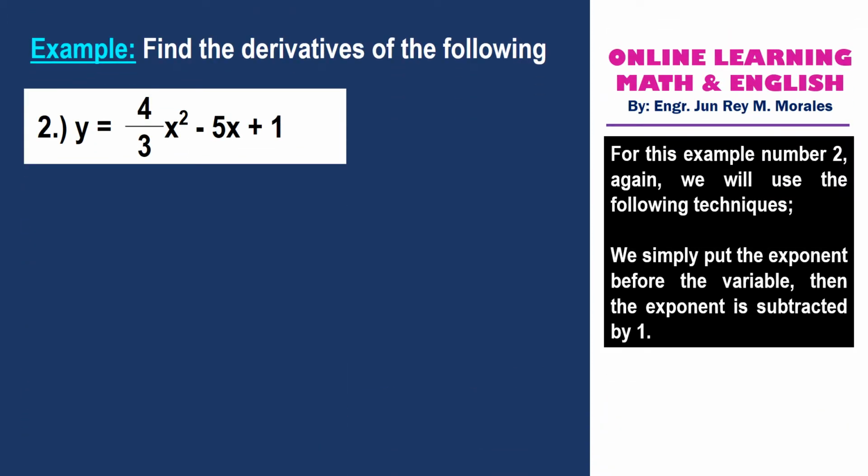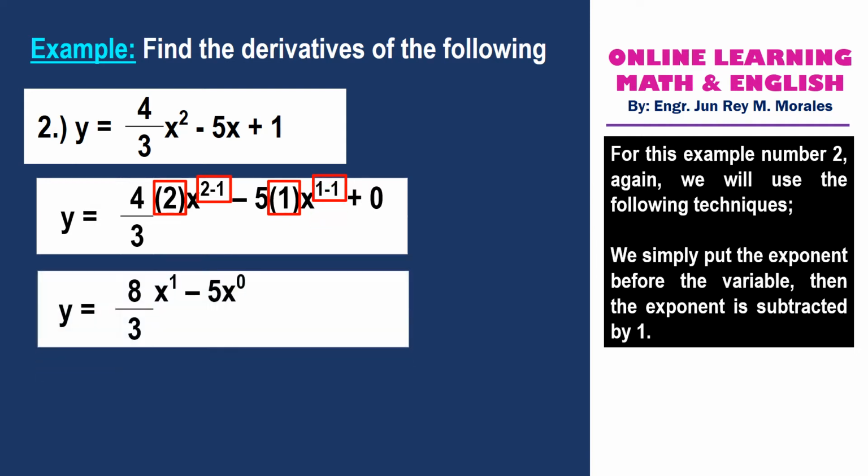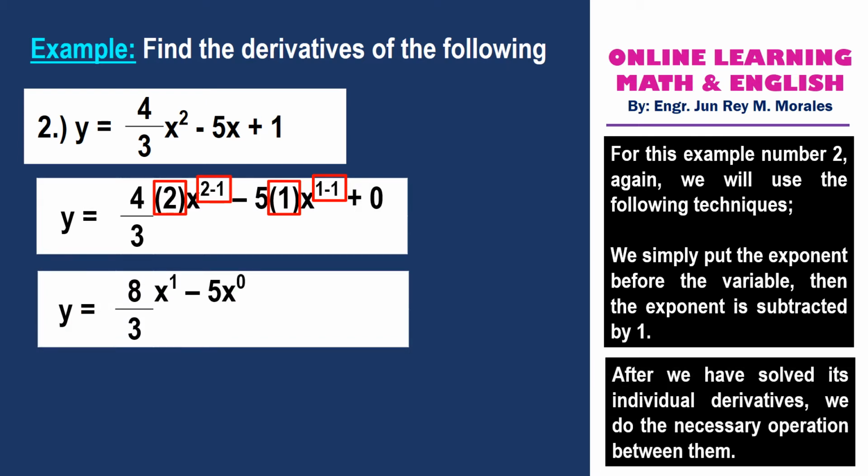For this example number 2, again, we will use the following techniques. We simply put the exponent before the variable, then the exponent is subtracted by 1. After we have solved its individual derivatives, we do the necessary operation between them.